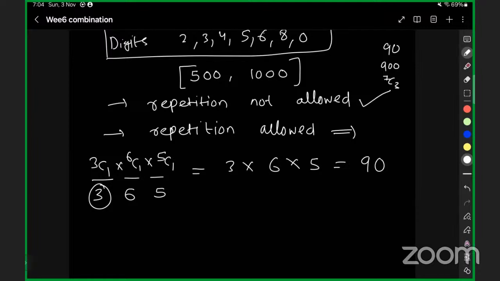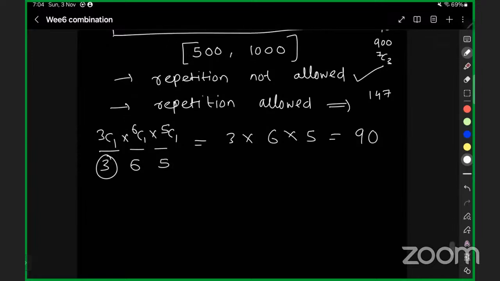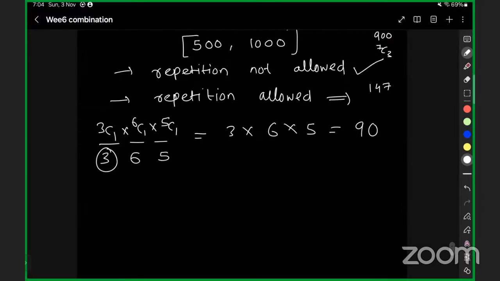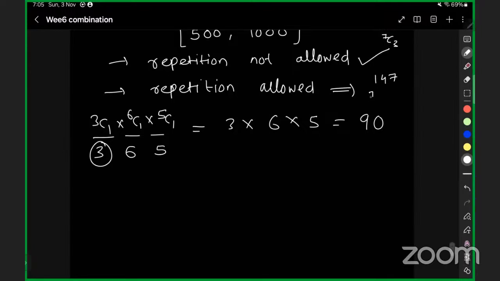So what will you do when repetition is allowed? Then what? 100, 147. Okay, 147. Yes. Anyone else? So now repetition is allowed. So what will you do? We can take in all places 7 options, sir. So 7 into 7 into 7. Okay. Anyone else?